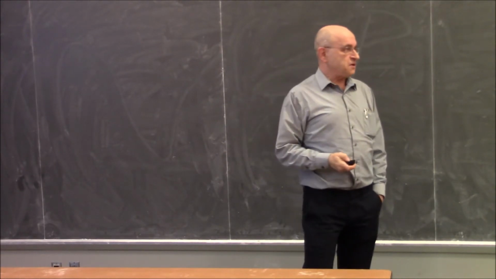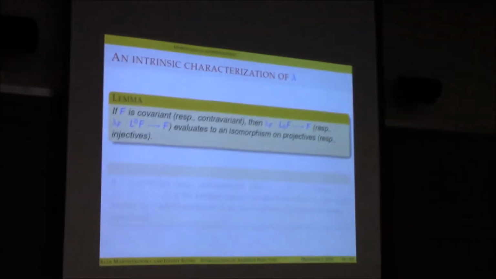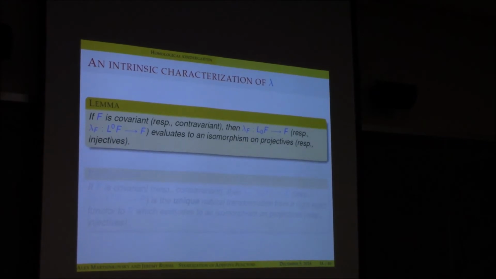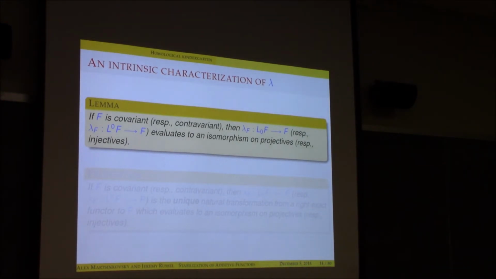Here's another intrinsic characterization of those lambdas. It turns out, and that's a complete triviality, that this natural transformation from the left exact functor to F, to the functor itself, is an isomorphism on projectives. The reason is the homotopy invariance of projective resolution. So when you start with a projective module, you just take that same module as a projective resolution. That's it. So apply the functor to an isomorphism, you still get an isomorphism. All right.